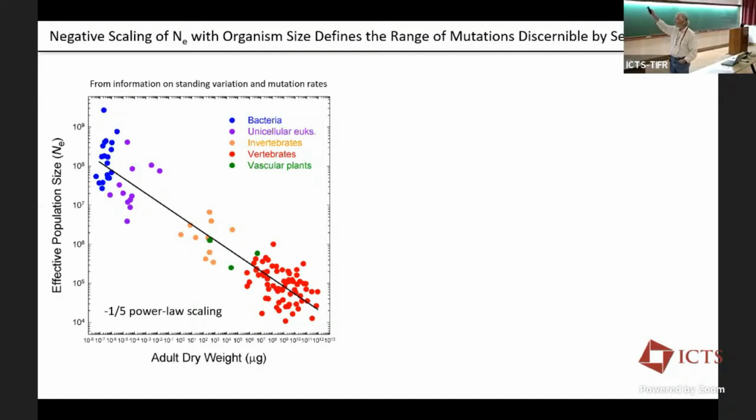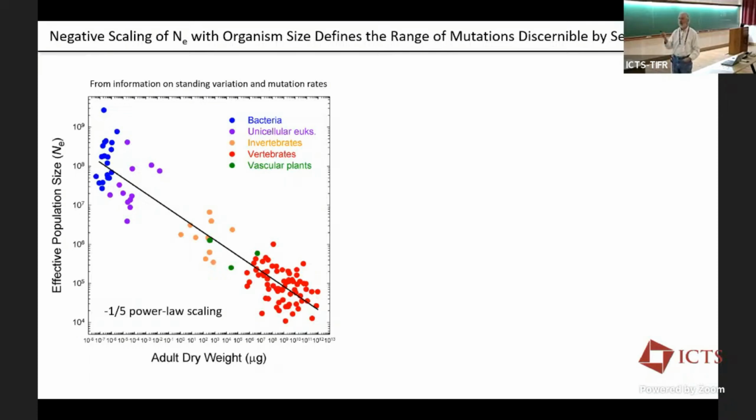These are all from everything from bacteria to vascular plants to vertebrates. And these are all organisms where we have measures of a standing level of variation at silent sites. And we happen to know the mutation rates from a lot of hard work that a lot of people have done over the last few years. And a couple points I want to make.